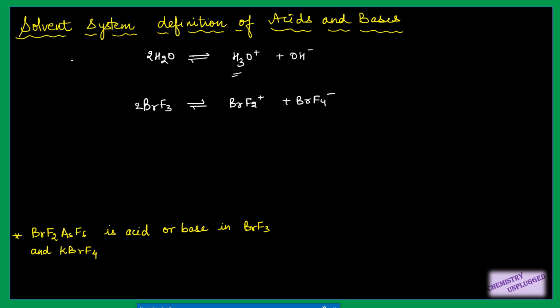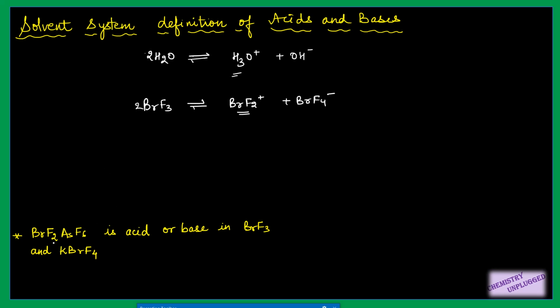If I am using a species in the solution of BrF3 and it is increasing the amount of cation, similar to H3O+, it will be called an acid, because in an acid what is happening is that it is increasing the amount of the cation H+, right? Similarly, if the concentration of cation is increasing, that species will be called an acid, and if the amount of anion is increasing, it will be called a base.